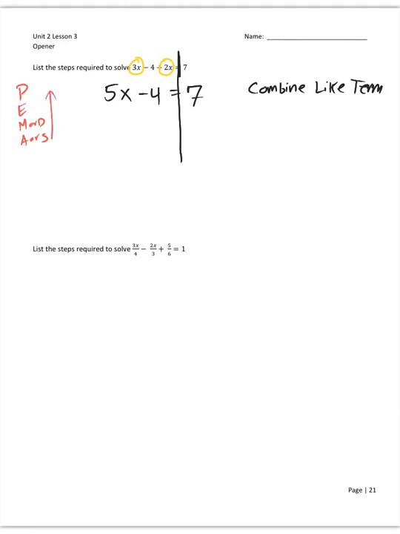So if I want to undo addition or subtraction first, I have to undo that minus 4. So I'm going to add 4 to both sides. 5x equals 7 plus 4 is 11. And then I have to undo multiplication or division. So what did I do? In the red step, I added 4 to each side of my balance.